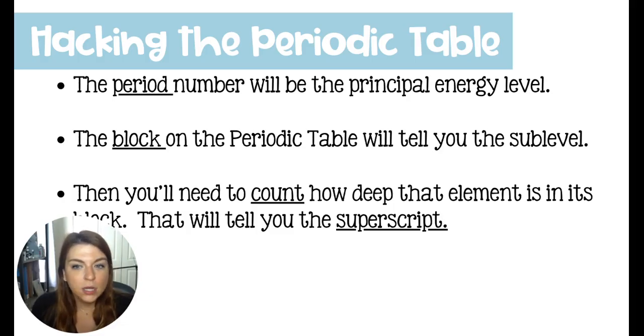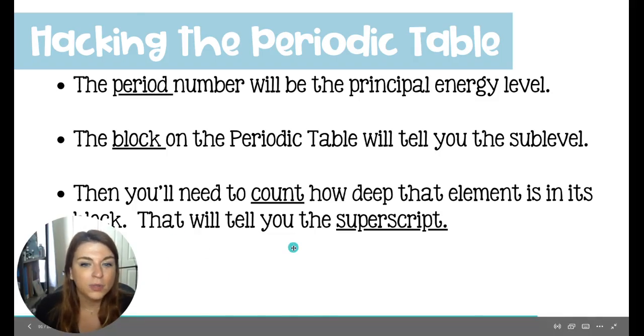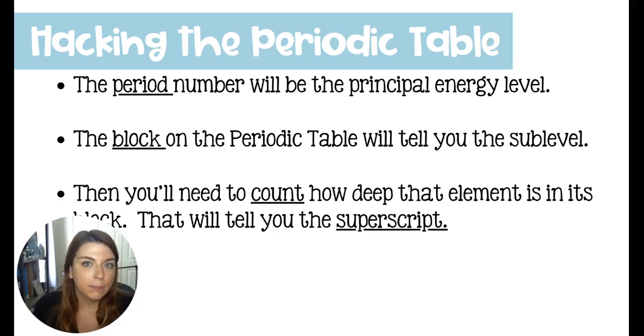The block on the periodic table tells you its sublevel. So if we are in the S block, then our valence electron is going to be an S electron. P block is going to be a valence P electron, and you can kind of figure that out. Then, like I was saying, if you count how deep an element is into that block, you will get the superscript, or how many electrons fit in that final energy level, in that final sublevel.